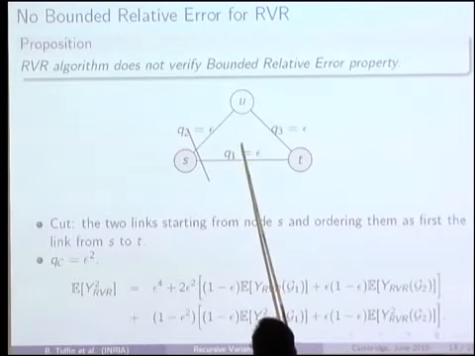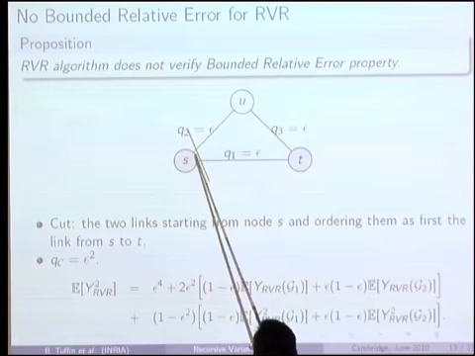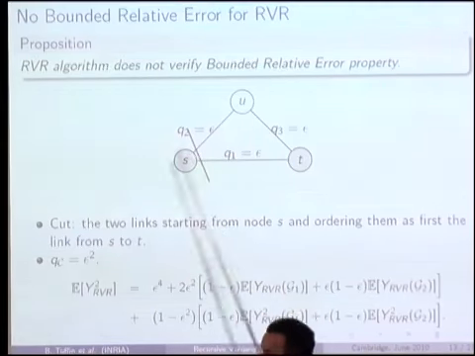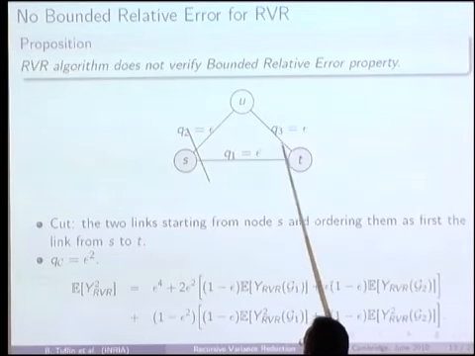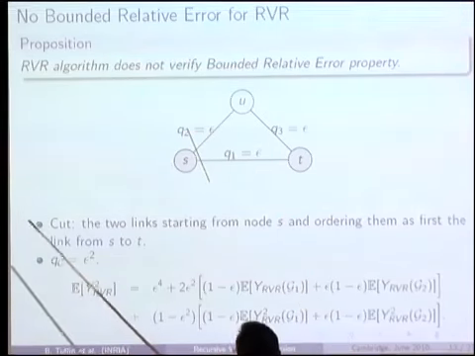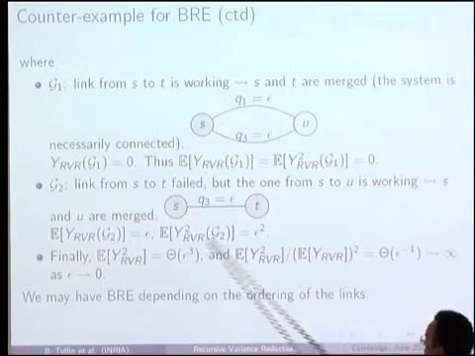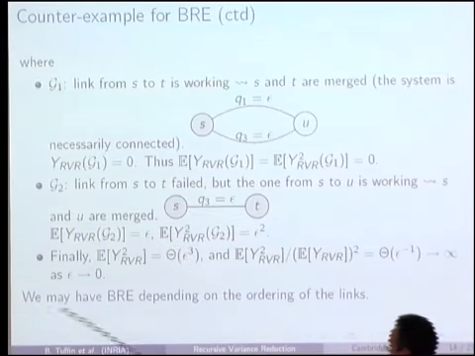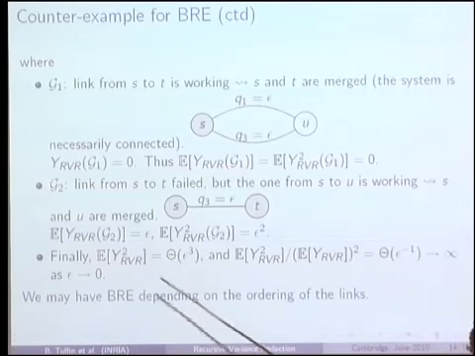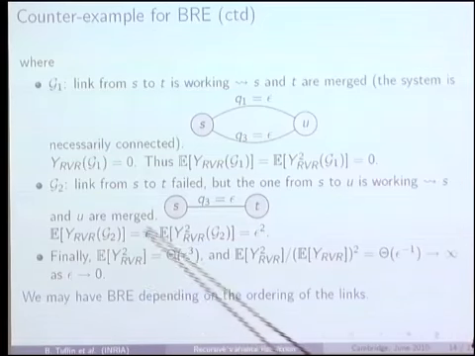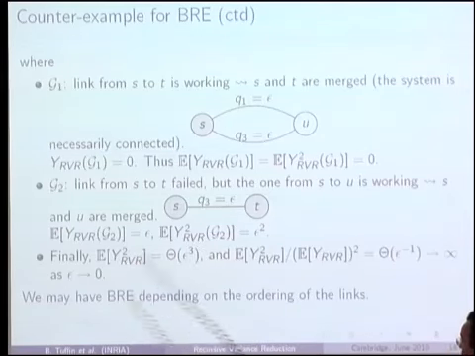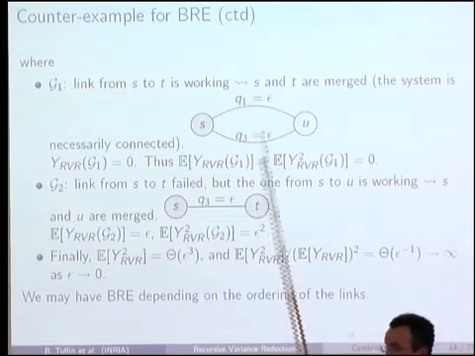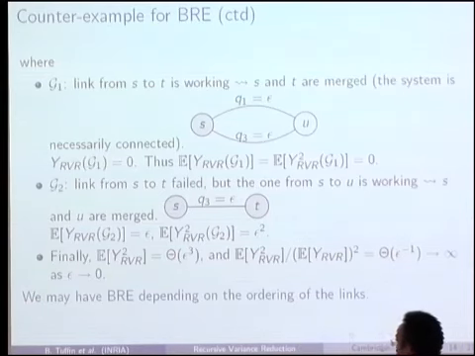On the other hand, if this one is not working and this one is working, so we just contract S and U, so we just have now a graph made of one link, and we end up with this situation. And here too we have just a Bernoulli random variable, and we can easily compute the second moment and the first moment. And finally we end up with a second moment in epsilon to the 3, and if we relate it to the square of the first moment, it will be epsilon to the 4. So we don't have bounded relative error.